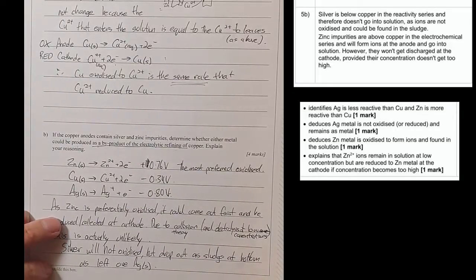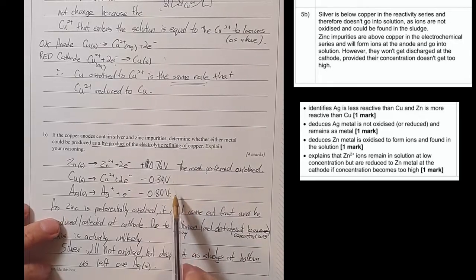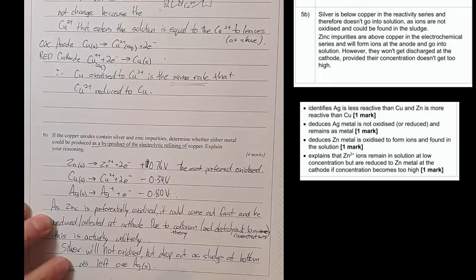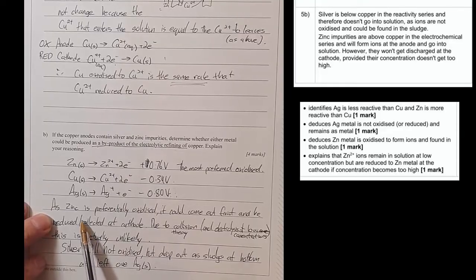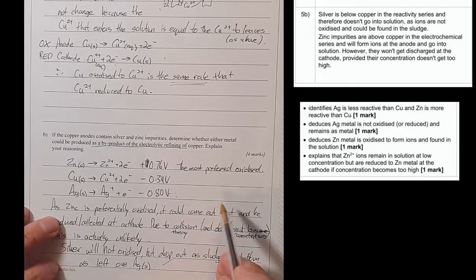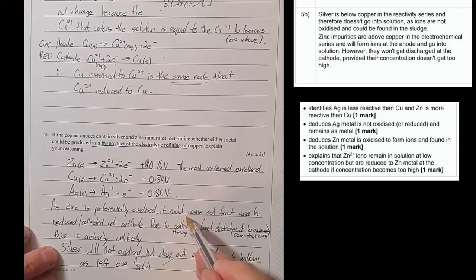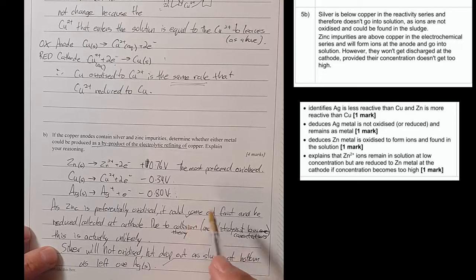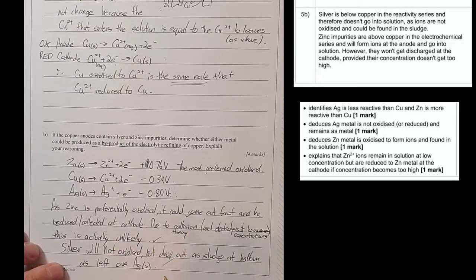Marking. Identify silver as less reactive than copper and zinc. Yeah, I've sort of said that. I haven't said reactive though, but it's implied in a lot of these sentences. Deduces silver metal not oxidized, remains as a metal. I said that. Deduces zinc metal is oxidized to form ions found in solution. I did get that. Okay. Explains zinc ions remain in solution at low concentration but are reduced to zinc metal at the cathode if concentration becomes too high. That one's really a tricky one that I did get.